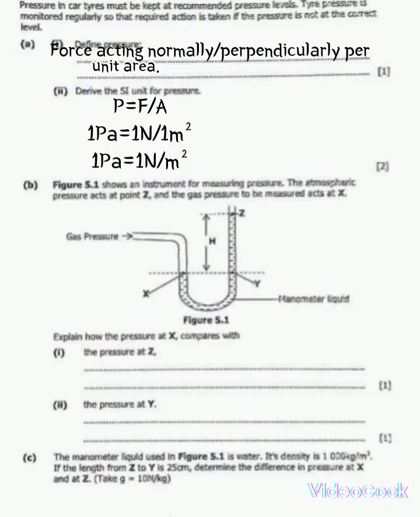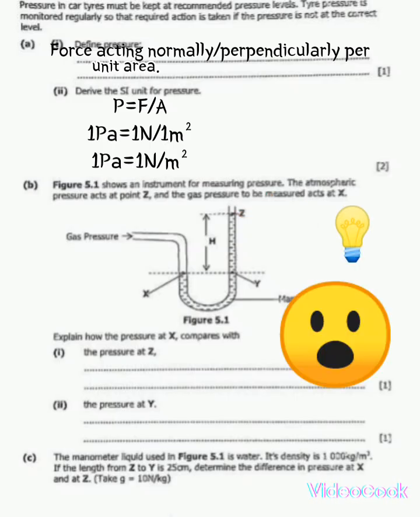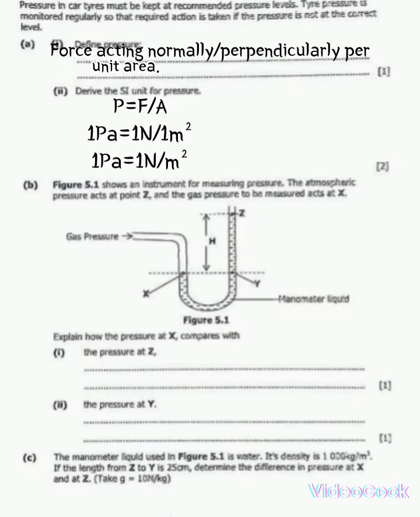Okay, now let's proceed. Part B of the question reads: Figure 5.1 shows an instrument used for measuring pressure, which is a manometer. The atmospheric pressure acts at Z, and the gas pressure to be measured acts at X. And the question is asking us to explain how the pressure at X compares with, Roman 1, the pressure at Z. So we're comparing the pressure at X and the pressure at Z. So this is the point why I said we need to use our formula in order for us to manipulate certain questions or to answer the questions.